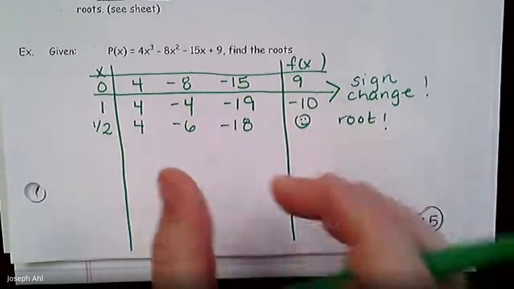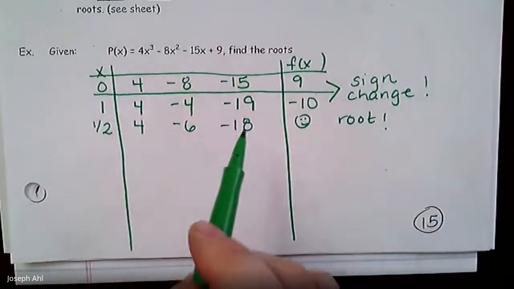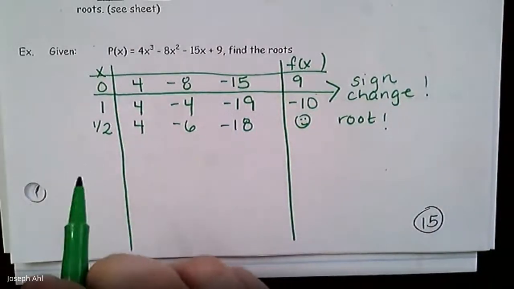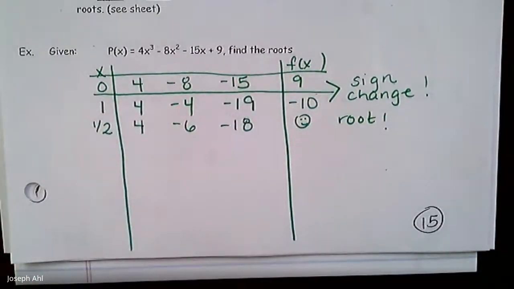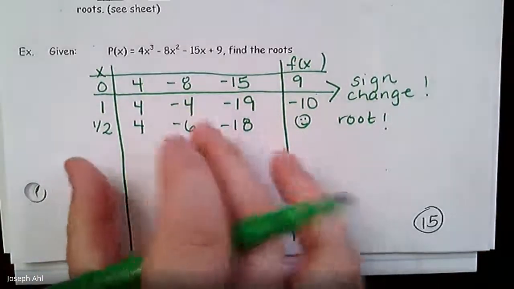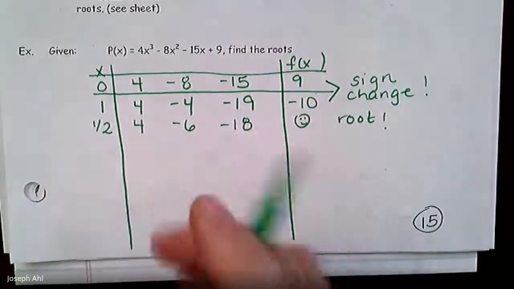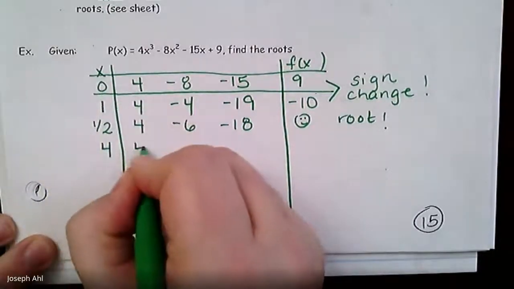Traditionally, you would stop here and say, hey, this is a quadratic. It's 4x squared minus 6x minus 18. And you would go ahead and solve the quadratic to find the other 2 roots that we still have left. But to show you some other things that happen with synthetic division, I'm going to pretend like we didn't actually just find a root. Even though we could stop here technically, I'm going to keep going and test everyone's favorite value, x equals 4.